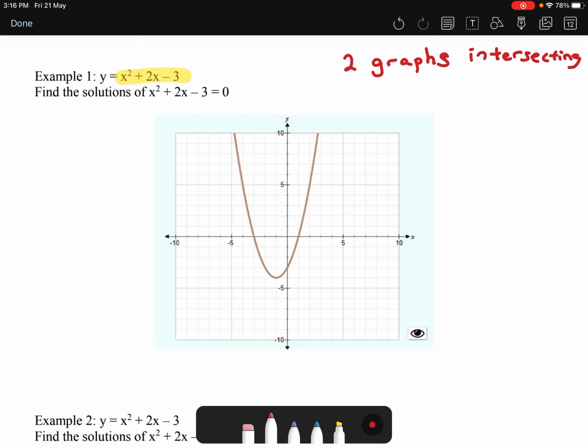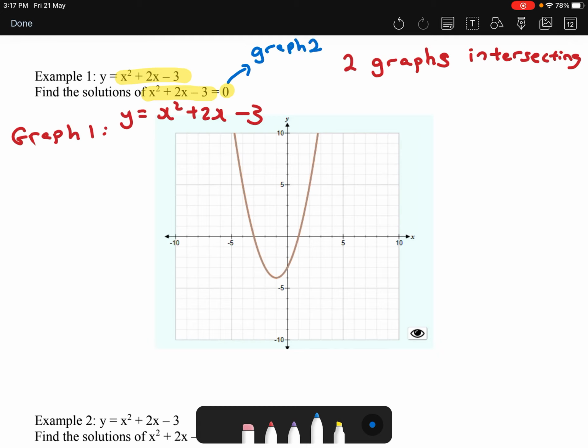So the first graph, graph number 1, is y equal to x squared plus 2x minus 3. So where is graph number 2? Whenever you have such a situation, you look at the right hand side, because on the left hand side you can see that my graph 1 is right here. So my right hand side will be my graph 2, which is y equal to 0. So this 0 is my graph number 2.